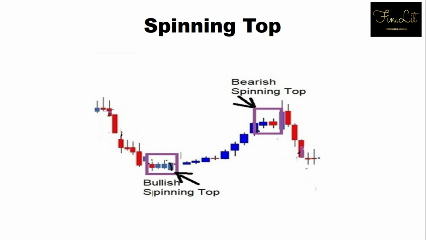A spinning top at the top end of the rally indicates that either the bulls are taking a pause before they can resume the uptrend further, or the bears are preparing to break the trend. A spinning top at the bottom end of the rally indicates that either the bears are taking a pause before they can resume the downtrend further, or the bulls are preparing to break the trend and take the markets higher.